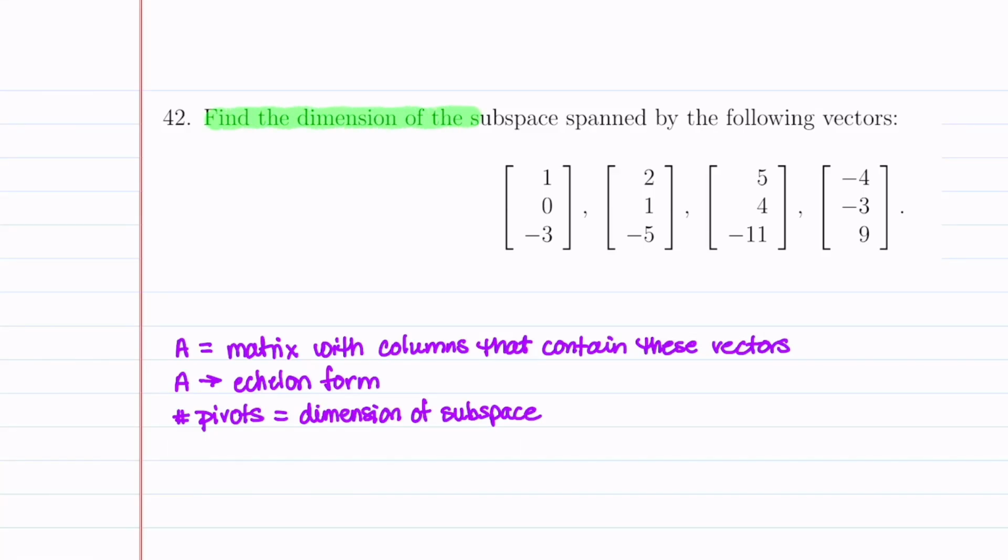In this problem, we're asked to find the dimension of the subspace spanned by these following vectors. Let me tell you what we're going to have to do to solve this problem. The first thing that we're going to do is create a matrix A with columns that contain these vectors. We're then going to take our matrix and put it in echelon form, and then we're going to count pivots. The number of pivots is going to be the dimension of our subspace.